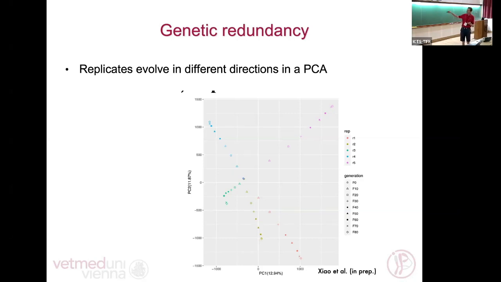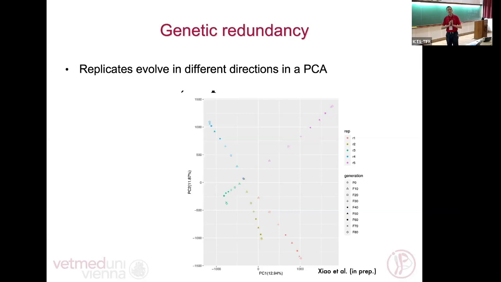So you can see that this is the ancestral population, and then you can see that the individual replicates are evolving in entirely different directions. The bottom line is, this is not something specific to this one population we've been studying. You find redundancy also in other Drosophila populations from other founder populations that are quite distinct.